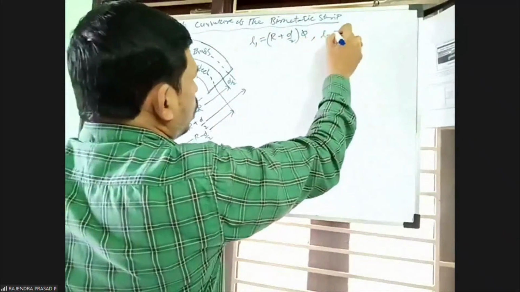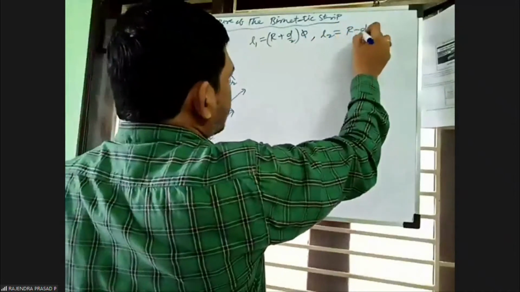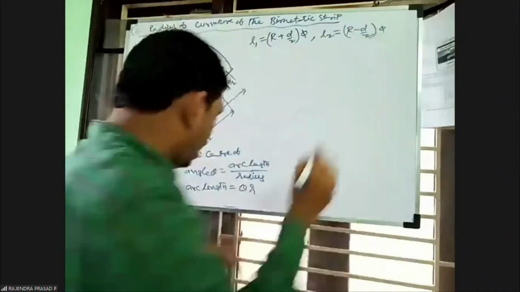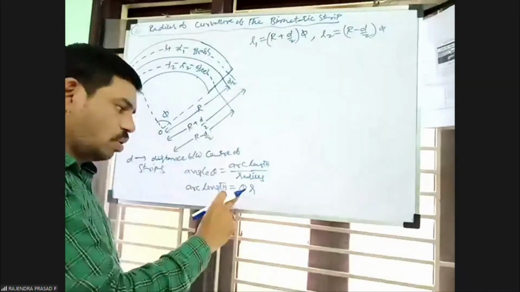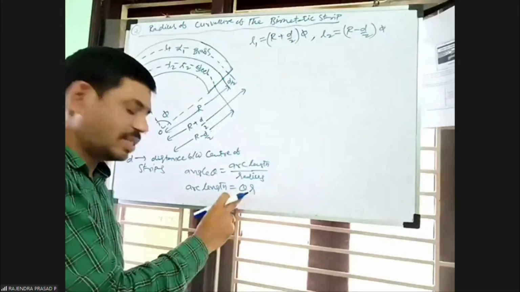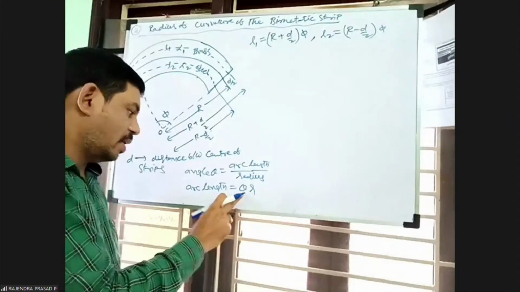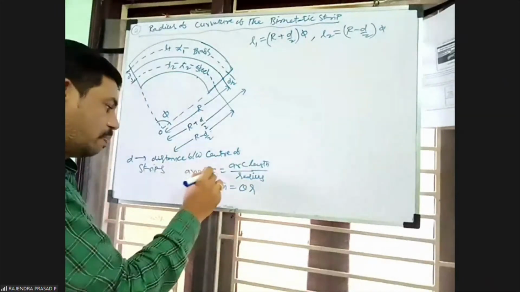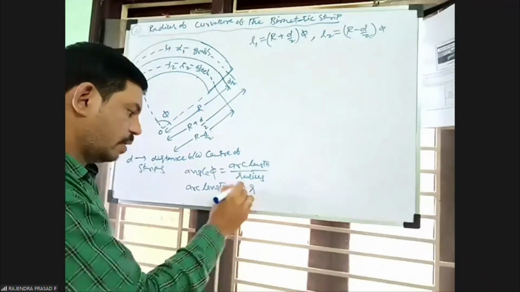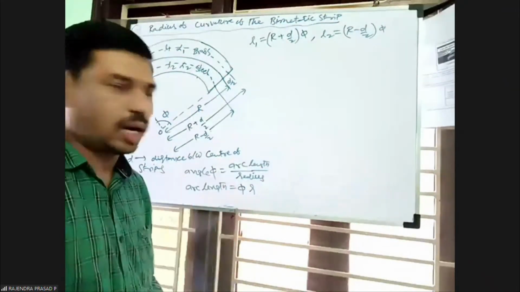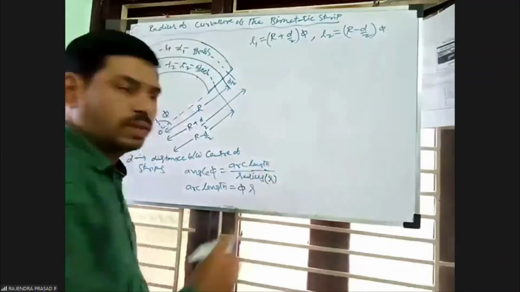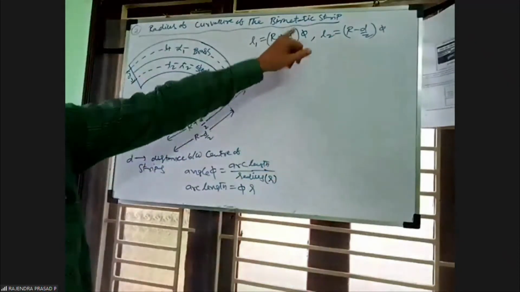Same, L2 is equal to (R minus d by 2) into pi. Arc length is equal to theta into r, where r is the radius and theta is the angle. In this case the angle is pi, so angle pi is equal to arc length by radius, and arc length is equal to pi into r. So L1 is equal to (R plus d by 2) into pi.